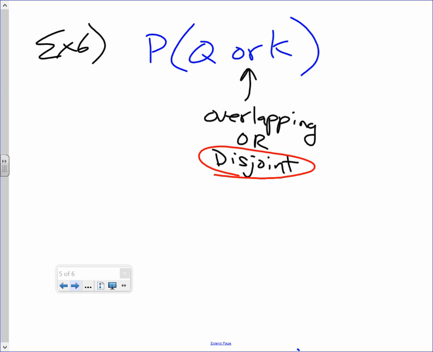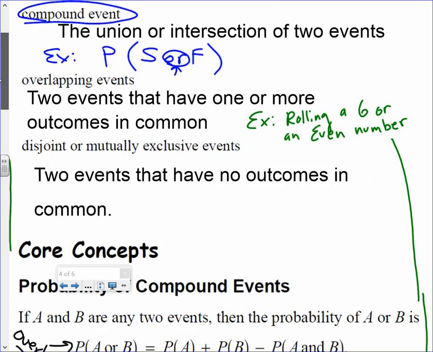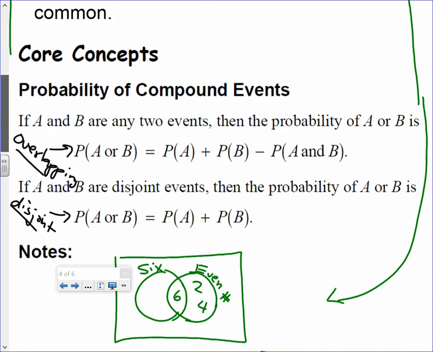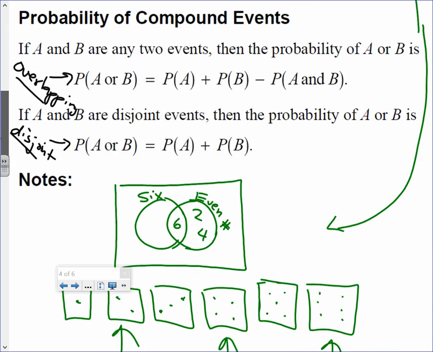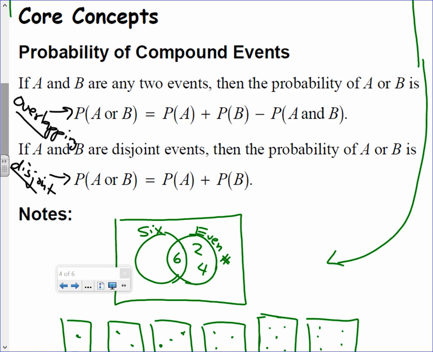So look at the formula now for disjoint. It's a lot easier. Looking for disjoint, it's just the probability of A or B. If it's disjoint, just add them up. Done. Just add each individual up and you're done. If it's overlapping, it's the one we've been using for the last 3 examples. I'm only going to do one example of this kind because it's so easy.